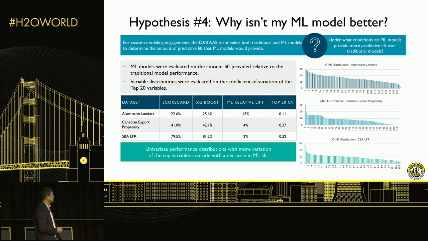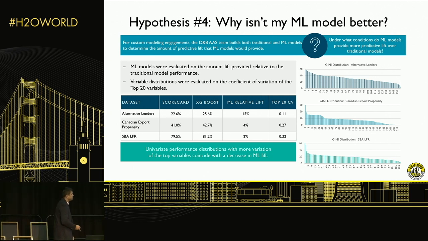And the last hypothesis is, why is my ML model doing better? Like I said earlier, every time we build a traditional model, we build an ML model right next to it. Some cases it doesn't make sense to do an ML model because the interpretability just isn't there yet for our customers. But we built an ML model just for research purposes. So what we did for 3 different cases, the alternative lenders, the Canadian Export Propensity Score, and the SBA LPR model, we built ML models, compared them to the performance of the scorecard model, and measured performance. What we call a relative lift, so what's the difference between them relative to the scorecard performance. And we wanted to see what scenarios does the ML model do a lot better than the scorecard model.